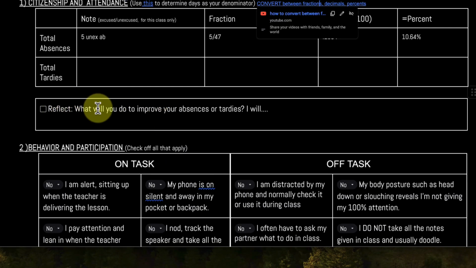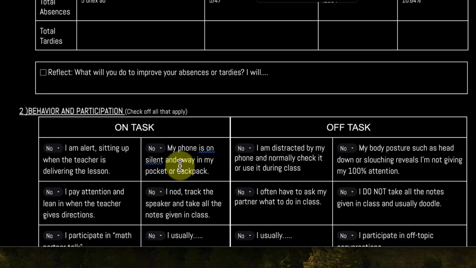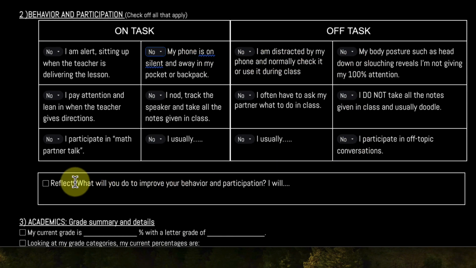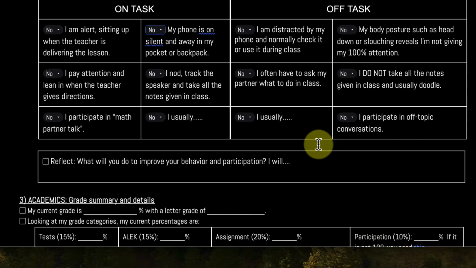Okay, so reflect on what we do to improve your absences or tardies. Maybe you can explain to me why. There might be some extreme situation. But it also might be like I don't set my alarm, or I just don't get to school on time. Okay, behaviors and participation, you just check off here yes or no if that's a distraction for you. And then go ahead and fill this out. What will you do to improve your behavior and participation?